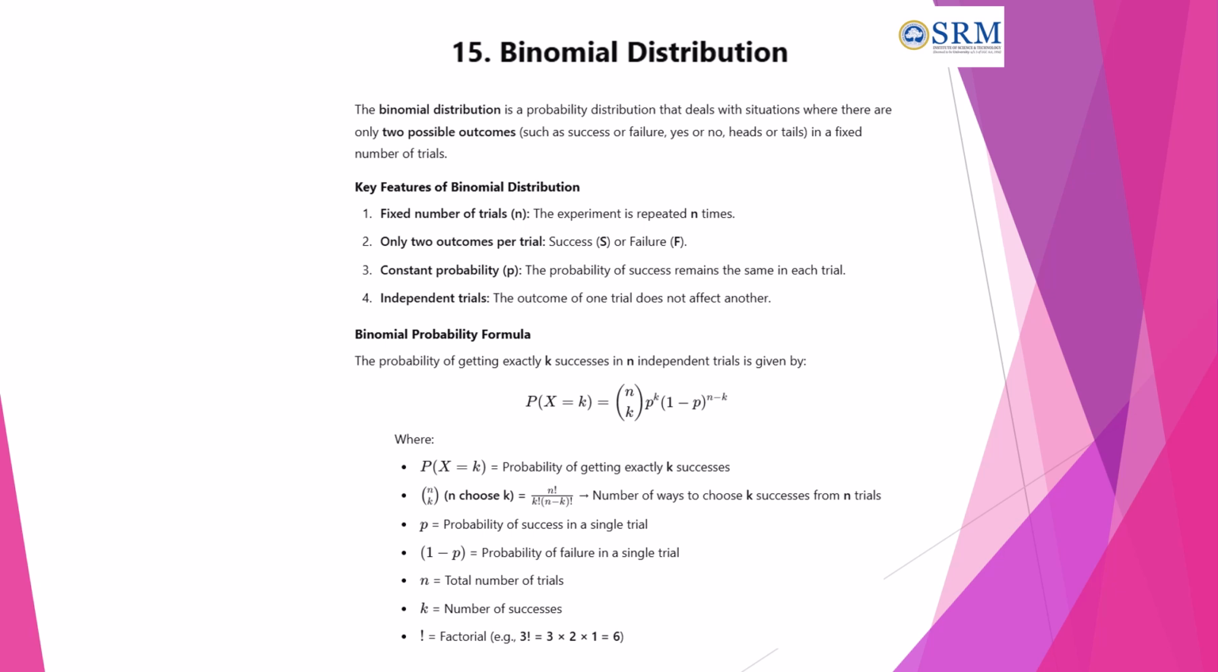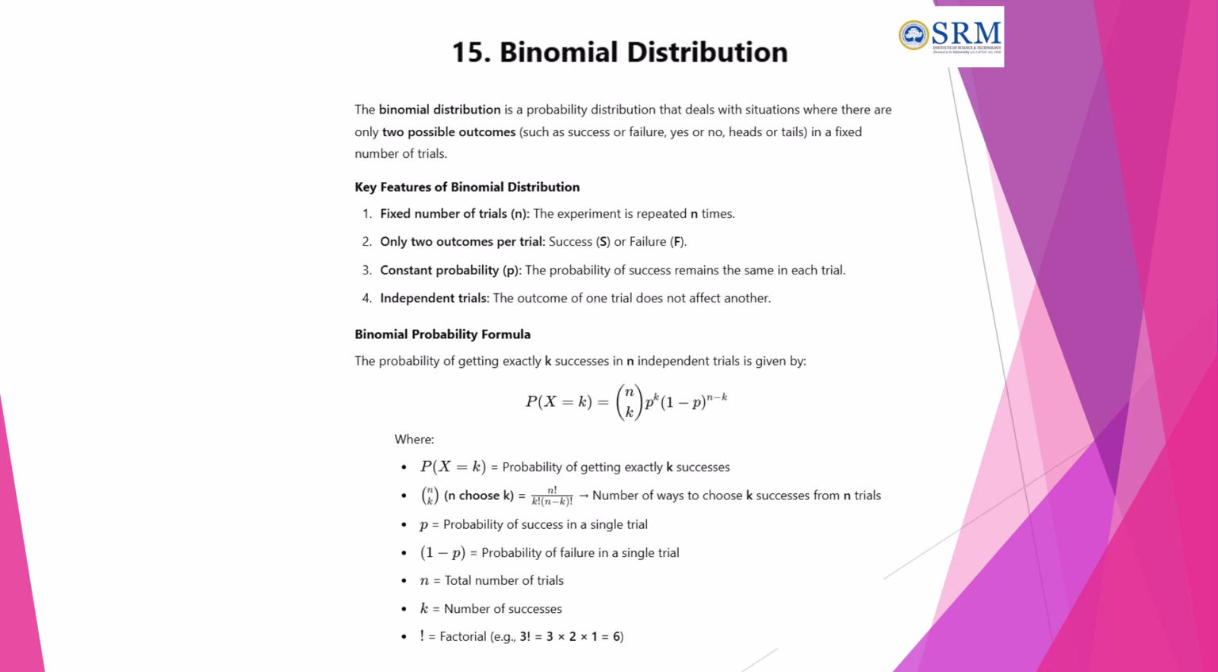Binomial distribution. The binomial distribution helps us find the chance of getting a certain number of successes when there are only two possible results in each trial, like heads or tails in a coin toss. It works when we repeat an experiment a fixed number of times and the chance of success stays the same every time. Also, each trial doesn't affect the others. To calculate the probability of getting exactly a certain number of successes, we use a special formula that counts all the different ways those successes can happen.